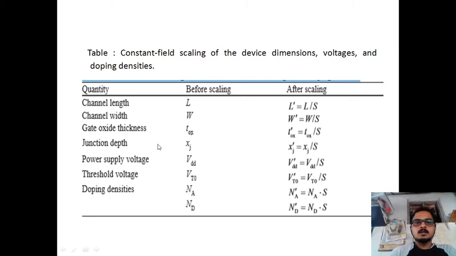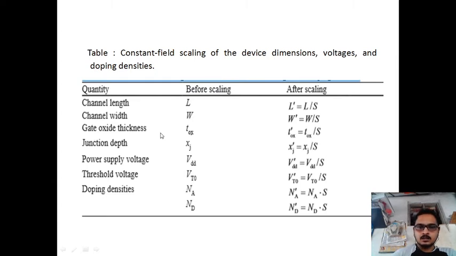Okay, see here what happens to these terms before scaling and after scaling. See the channel length. Channel length before scaling is L, after scaling is L by S. The channel width before scaling is W, after scaling is W by S. The gate oxide thickness, that is before scaling is TOX and after scaling is TOX by S.